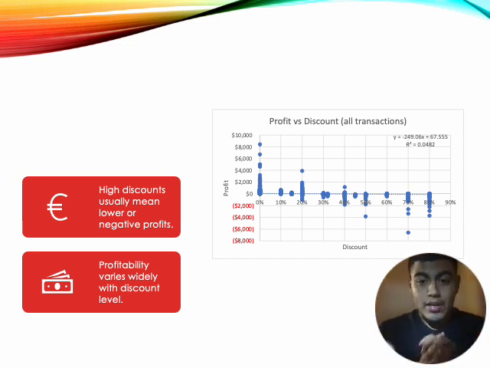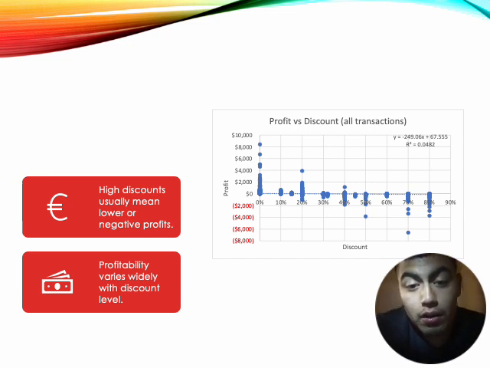Moving forward, this next graph that I created talks about the profit versus the discount, and this was for all transactions that were provided in the data set. High discounts are generally associated with lower or negative profits. As shown by the downward sloping trend line, as the discount increases, the profit tends to decrease, with the regression equation suggesting an average loss of approximately $249 in profit for every 1% increase in discount.